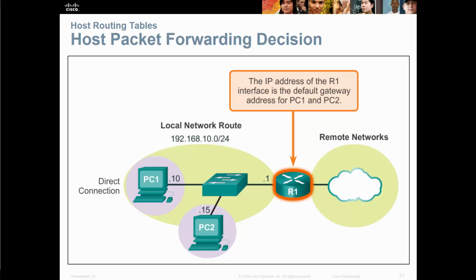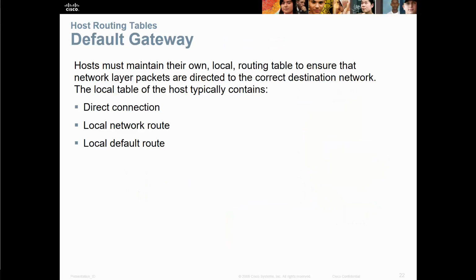So what we have to have is like an exit point or an egress point. And in a modern network, we call that a default gateway. And that default gateway is just the IP address of the router that's on our LAN. All of this information allows us to make the best path selection. So again, that default gateway must maintain their own local routing table to ensure that the network layer packets are directed to the correct destination. So we make tables like direct connection, local network, and local default routes.